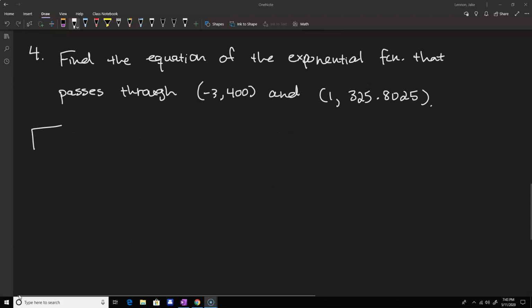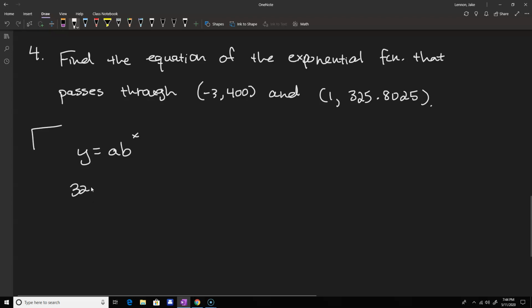Okay, so now we want to find the equation of the exponential function through 2 points. So we're going to use the standard form, which is y equals ab to the x. And then we want to plug in both points. And I recommend plugging in the point with the larger x value, in this case the second ordered pair with 1. So x and y are our variables, and a and b are the parameters we're trying to solve for.